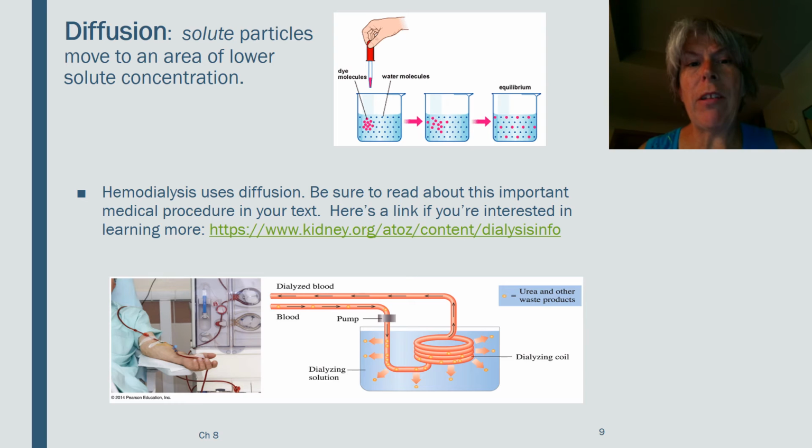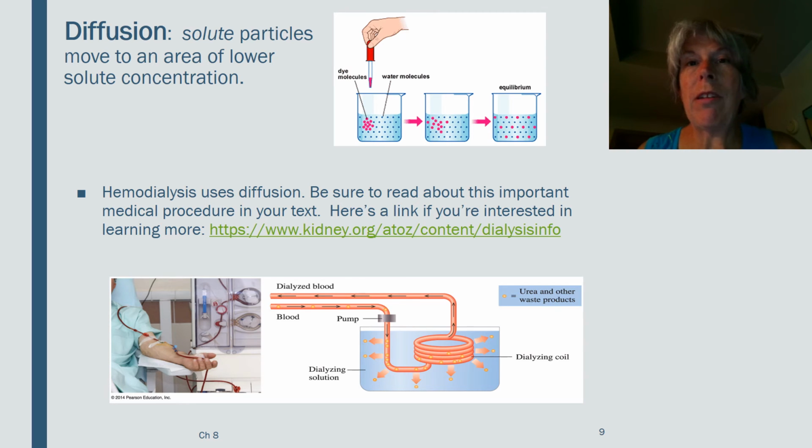That's what diffusion is. When we think of a person who has kidney disease and their kidneys can't function properly to clean their blood, oftentimes that person will undergo dialysis, also known as hemodialysis. Hemodialysis uses the properties of diffusion and osmosis together. It pumps the blood out of the body, and it goes through this tubing. It has a dialyzing coil, and it passes through this dialyzing solution.